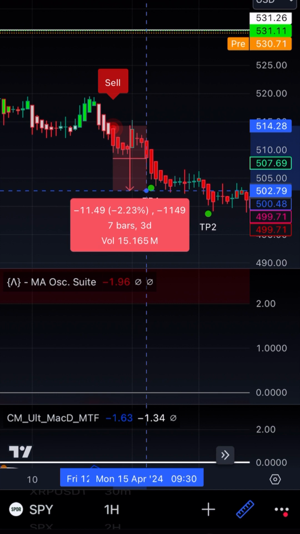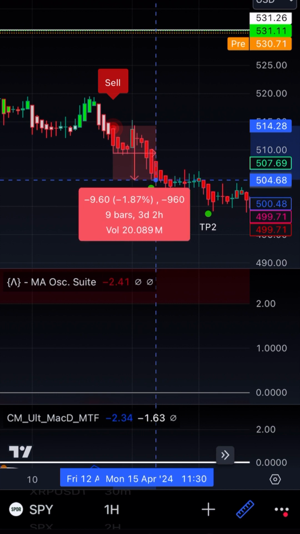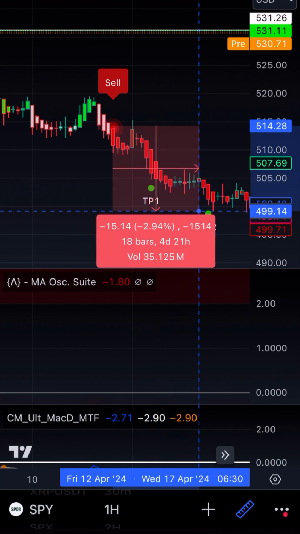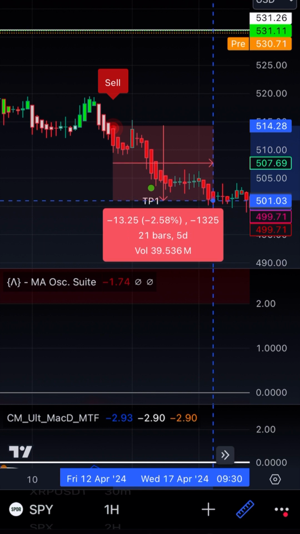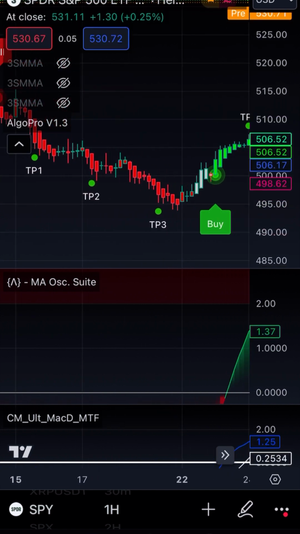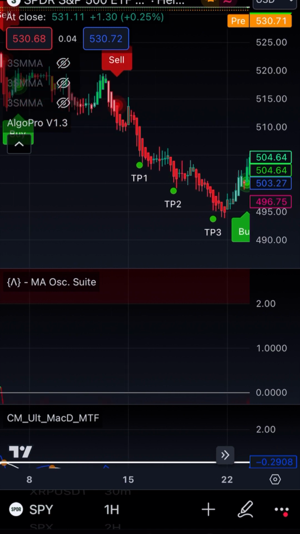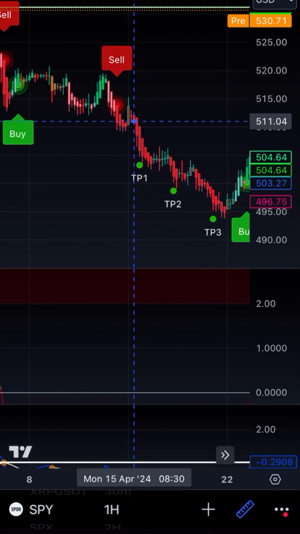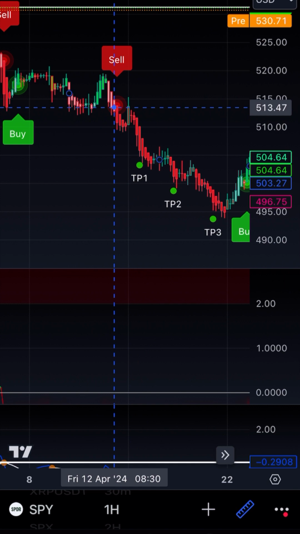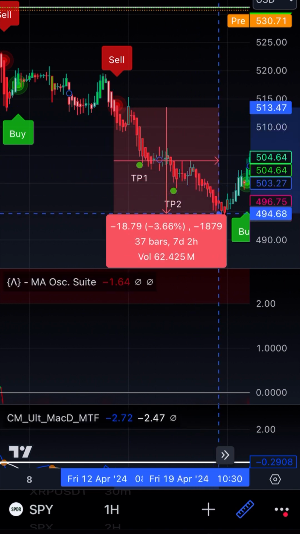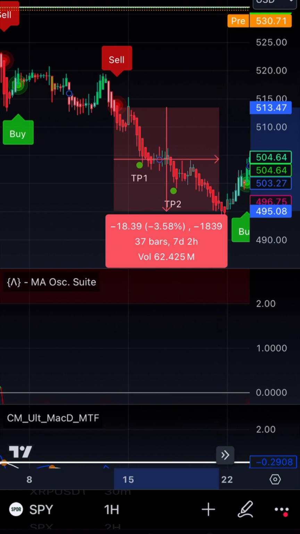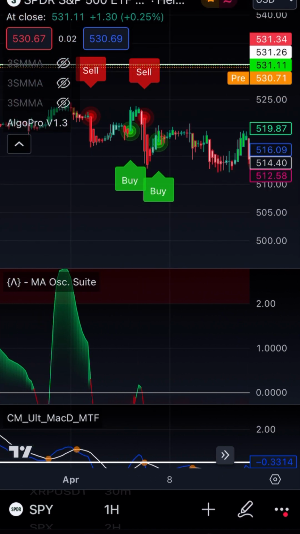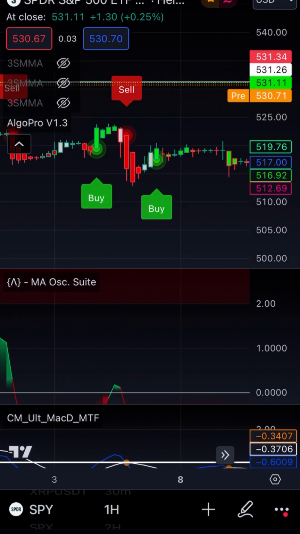And if you went down to your first take profit, you would have made $960. If you went out to your second take profit zone, which is 5 days, you would have made $1,325. And then it has a third take profit, just so from here down here to the bottom, which would have resulted in $1,839.